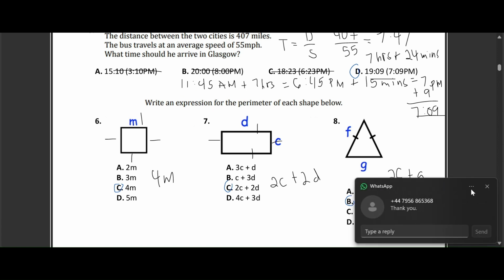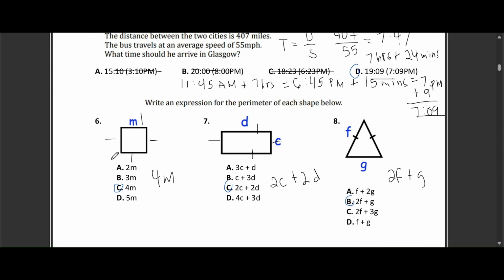Question 6. Write an expression for the perimeter of a square with side m. A, 2 meters. B, 3 meters. C, 4 meters. D, 5 meters. The correct answer is option C, 4m.